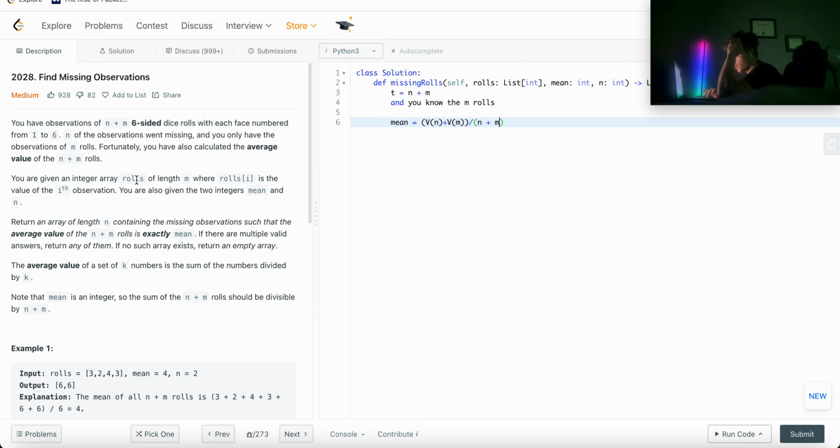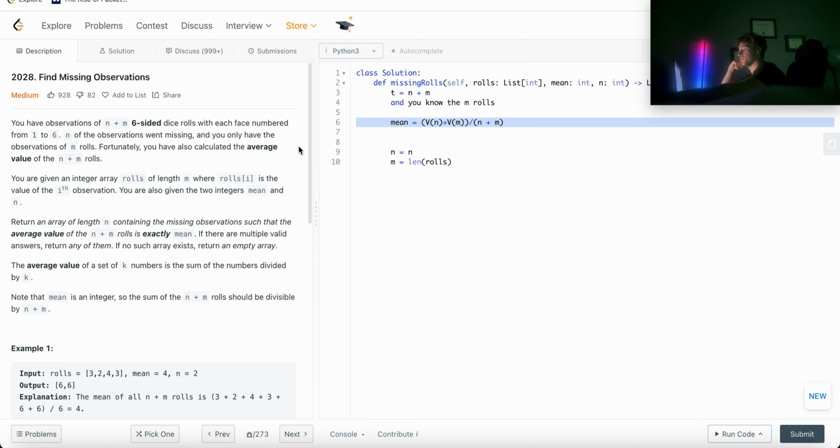You're given an integer array rolls of length m, where rolls i is the value of the ith observation. You're also given the two integers mean and n. Okay, so what do we know in this equation? We know the number of rolls n that went missing. We know m, that's just the length of rolls. Okay. And we know the mean. Return an array of length n containing the missing observations such that the average value of n plus m rolls is exactly mean. If there are multiple valid answers, return any of them. If no such array exists, return an empty array.